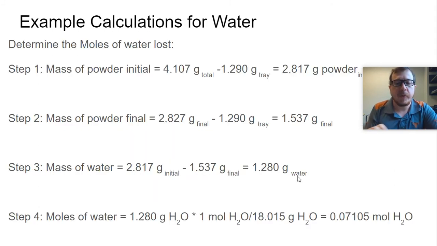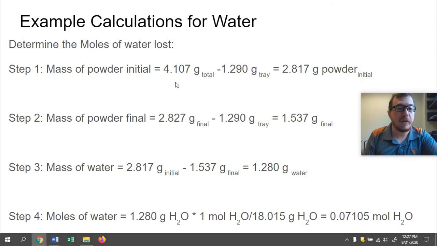Okay. So here's how we calculate that then. The first thing we have to do is figure out the mass of powder that we had. So we take our total initial mass minus the tray, and this gives us the mass of the hydrated ionic compound. This is the mass of the powder with the water still in the crystal structure. Then we take our final mass once it's leveled off minus the tray, and this gives us the anhydrous powder. Then we take these two numbers and subtract them, and we get the mass of just the water that was in the crystal that we boiled off.